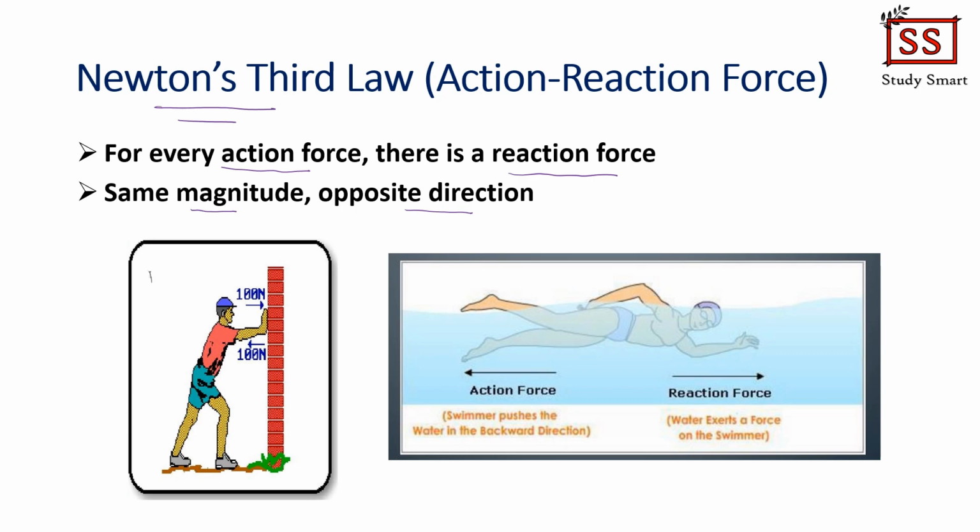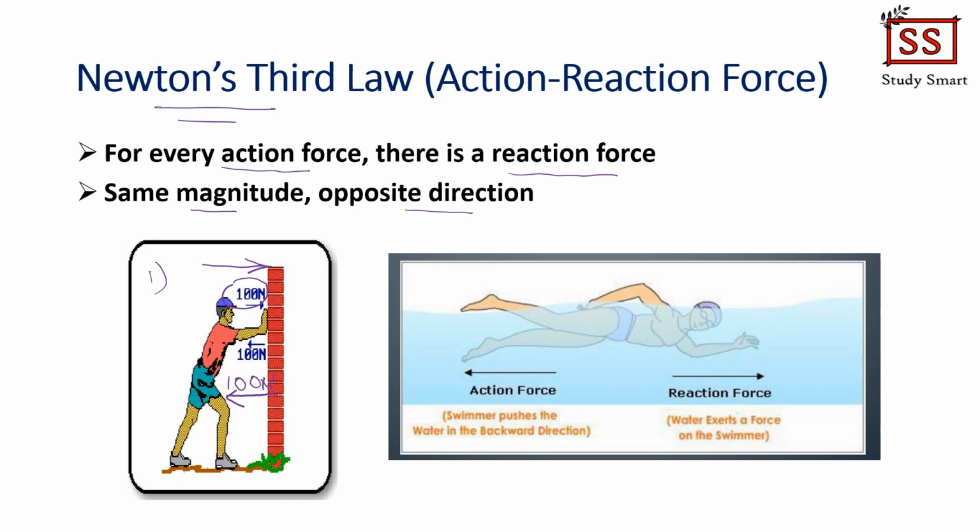Okay, first example. This guy is actually pushing the wall. He is pushing the wall with a force of 100 Newton. So when he pushes the wall, his force is known as the action force that is acting on the right side. So this is what we call an action force. But when he exerts 100 Newton on the wall, the same 100 Newton will be exerted by the wall on that guy, but in the opposite direction.